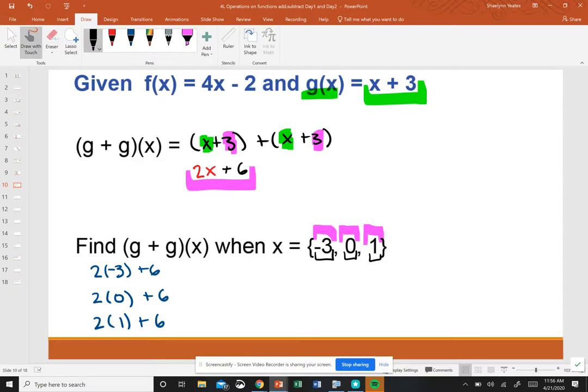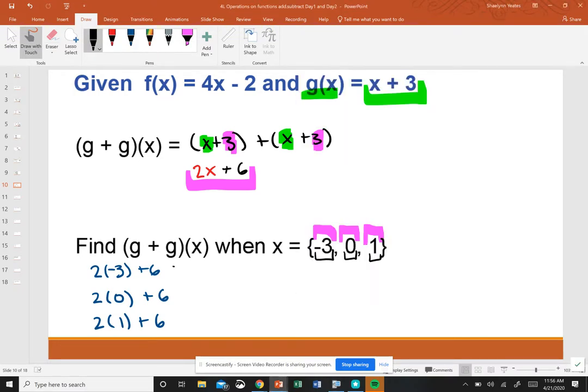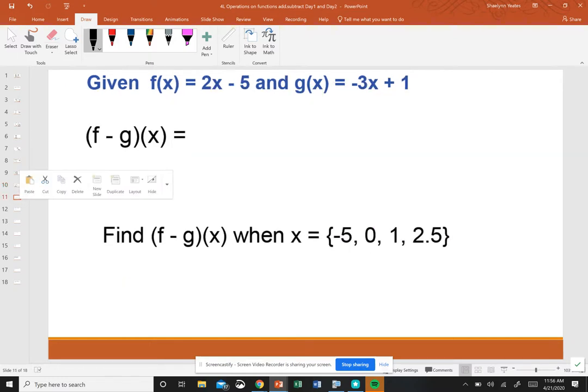All right, so we take our handy dandy calculator. We do 2 times -3 plus 6 and you get 0. And then if you take your handy dandy calculator again and do 2 times 0 plus 6, you get 6. And if you do 2 times 1 plus 6, you get 8. So we have 0, 6, and 8 as our 3 answers. Perfect. How you feeling? I'm feeling pretty good. All right, let's move on.